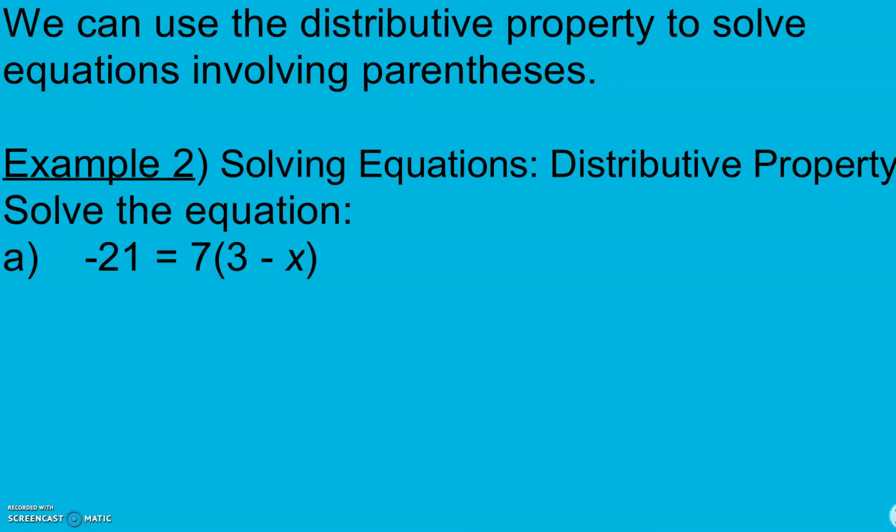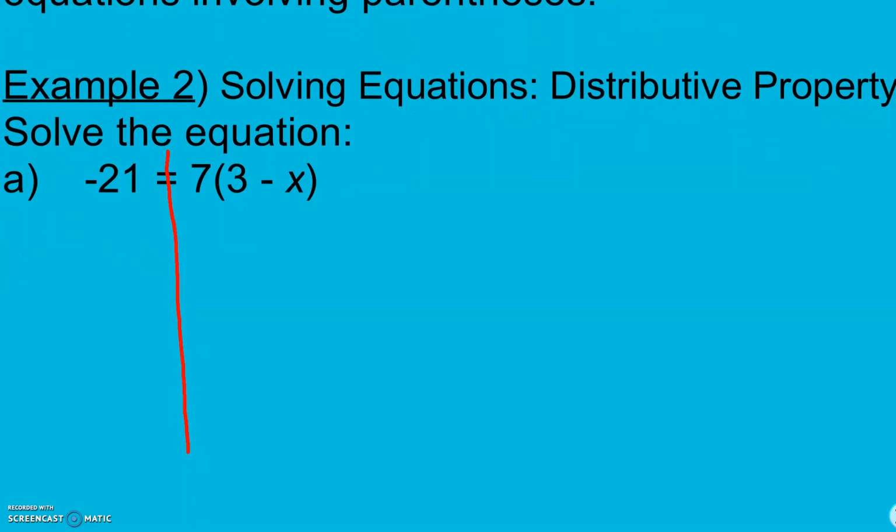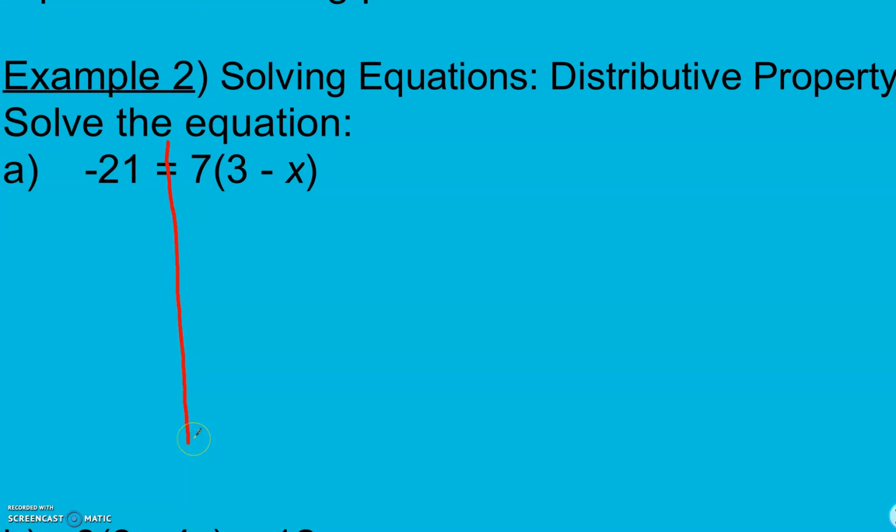We can use the distributive property to solve equations involving parentheses. So again, when we go to solve equations, we always want to have both expressions completely simplified. If I look here, my left side is as simple as I can get it, negative 21. My right side, however, is not. I can simplify that by distributing. Again, in order for it to be completely simplified, we have no like terms, no parentheses.